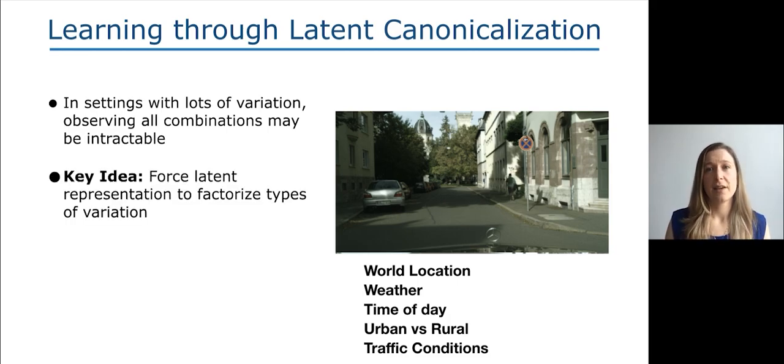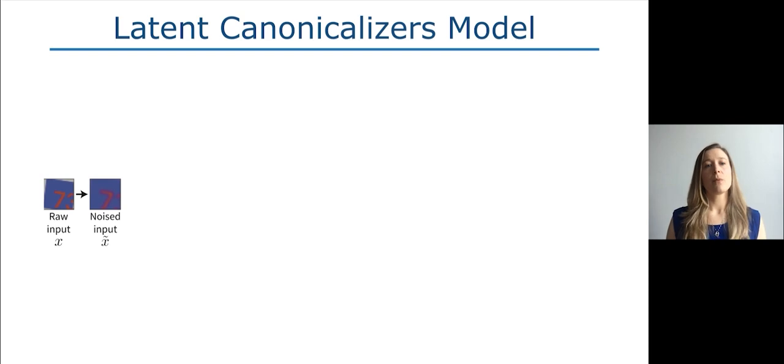So the key idea in this work is that we're going to learn a representation in such a way that we force it to be able to factorize along these different types of variations that you might encounter in the real world. So how do we do that? Well, we start with our raw input images. And perhaps just like standard reconstruction-based learning objectives, we might want to noise the input to avoid overfitting to the particular data used during training.